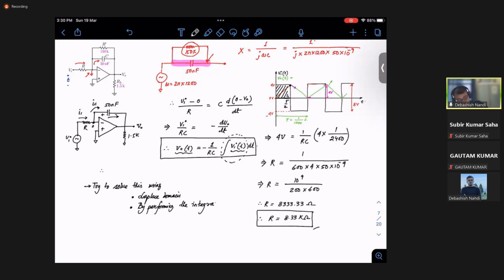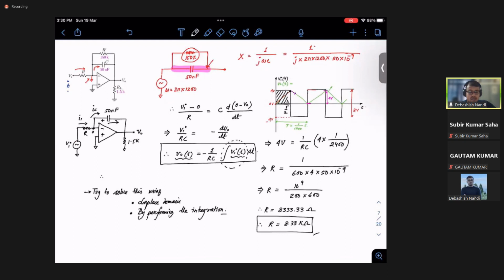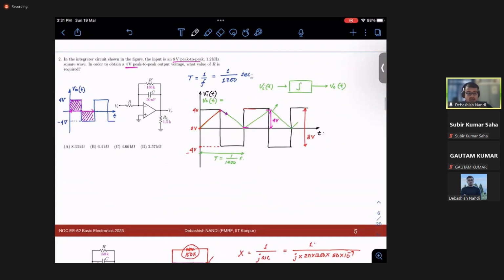Okay, so this is a very simple problem. So what is the moral of the story? That if you know your basics, you can solve this kind of problems very easily, right? You even need not know whether this circuit is an integrator or not, what is the formula for the op-amp integrator circuit. You just simply have to use your common sense and your basic circuit analysis technique to get the answer, right? So this would be your right answer, 8.33K.